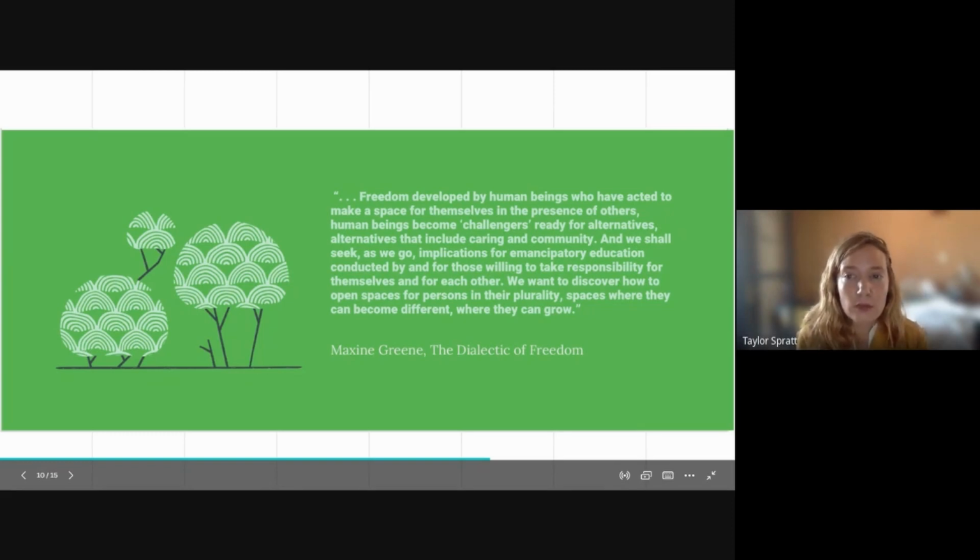Freedom, developed by human beings who have acted to make a space for themselves in the presence of others. Human beings become challengers, ready for our alternatives that include caring and community. And we shall seek, as we go, implications for emancipatory education conducted by and for those willing to take responsibility for themselves and for each other. We want to discover how to open spaces for persons in their plurality, spaces where they can become different, where they can grow.